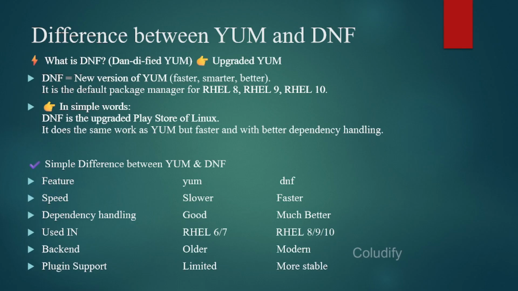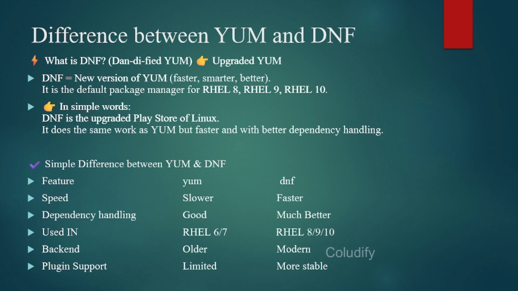Then from Red Hat 7 till Red Hat 8, that operating system uses the DNF package. Why did they use the DNF package? Because DNF means updated yum. DNF is a new version of yum. Why? Because it is faster, smarter and better. It is the default package manager for RHEL 8, 9 and 10. In simple words, DNF is the upgraded Play Store for Linux. It does the same work as yum but faster and with better dependency handling.